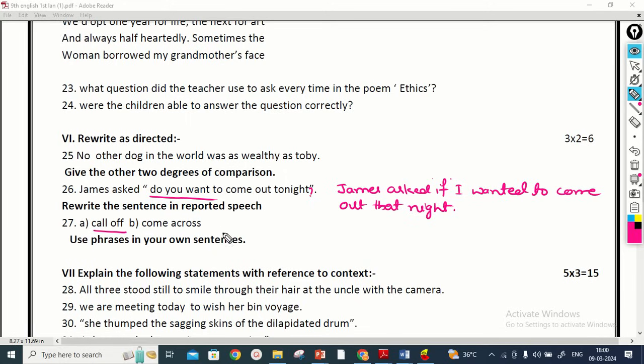Yes, call off is there. We have to write call off: after the storm worsened, they decided to call off the outdoor event. So we have to write this after the storm worsened.